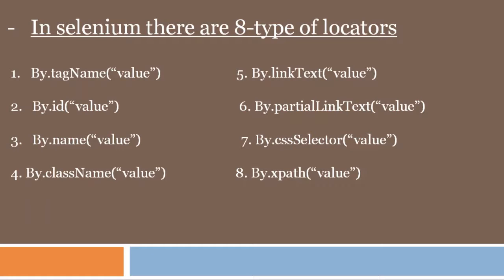So as we have come across, in Selenium there are totally 8 types of locators. We have already seen By.tagName, By.id, By.name, By.className. And today we will discuss By.linkText, By.partialLinkText, and By.cssSelector. And By.xpath is one of the important locators in Selenium, so we will have a 1 or 2 hour session for XPath itself. So today we will discuss 3 locators: By.linkText, By.partialLinkText, and By.cssSelector. Okay guys, let's see.